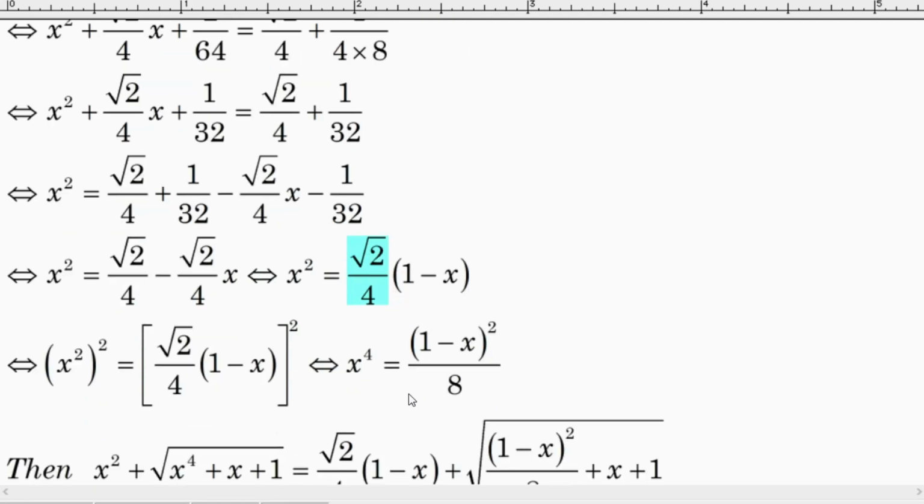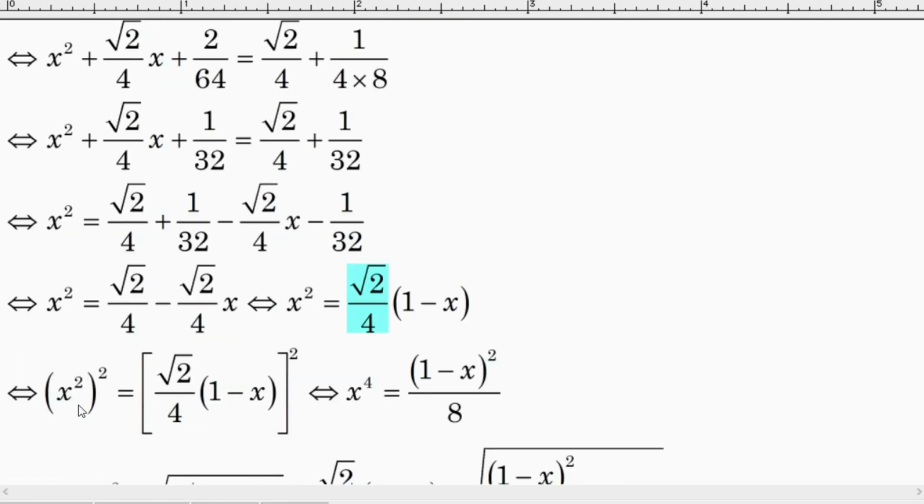Okay, alright, then here we have to square both sides because we want x to the power 4, right? So when we square both sides, we get x squared, all squared. And then on the right side it comes out like this, and it is equivalent to x to the power 4 equal to, and when we simplify this with the square, we get (1 minus x) squared divided by 8.